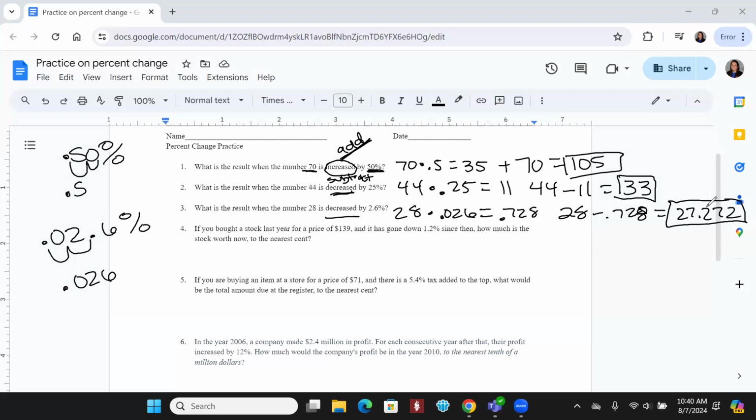Okay, then a lot of people got stuck on the word problems. So a lot of people got stuck on number 4. Okay, let's talk about it. If you bought a stock last year for the price of $139 and it's gone down, if we say something has gone down, what does that mean? We're going to subtract. So gone down means subtract. Okay, 1.2% since then. How much is the stock worth now? Okay, so first thing, we want to convert that percentage to a decimal. So we're going to move it 2 places. And then we're going to multiply 139 times 0.012. Tell me what you get.